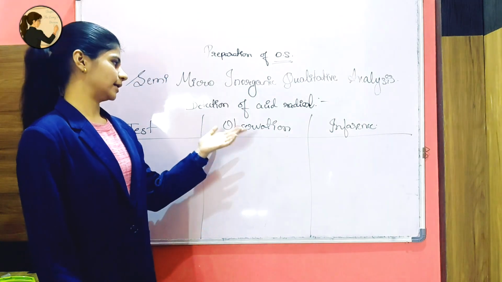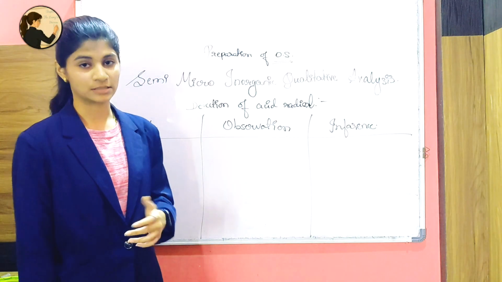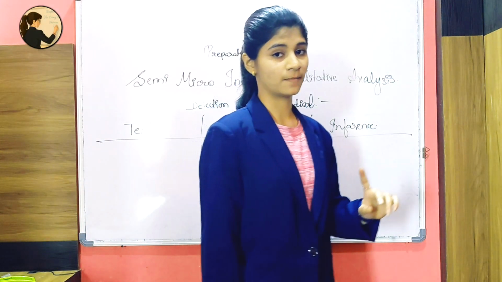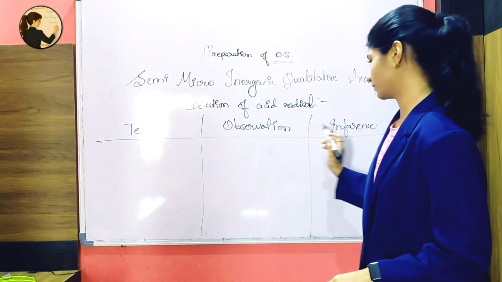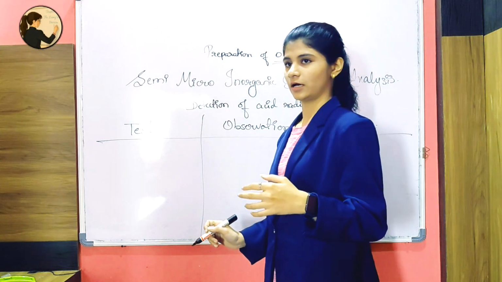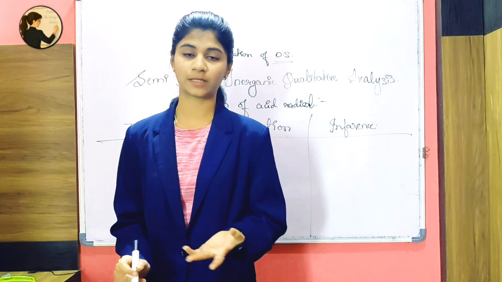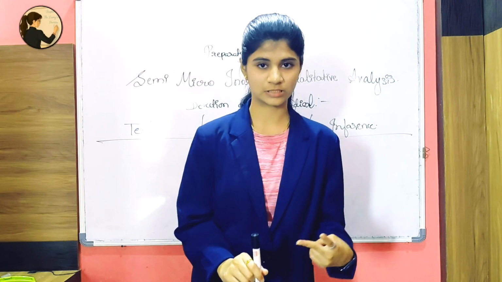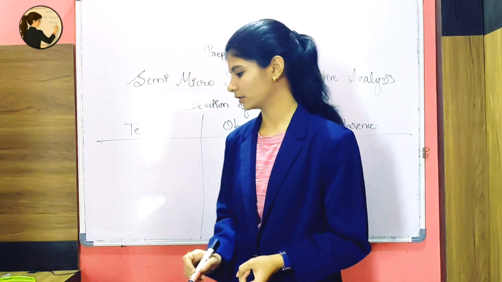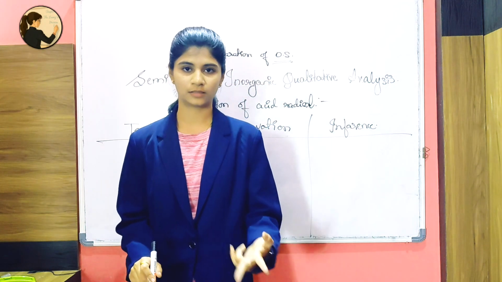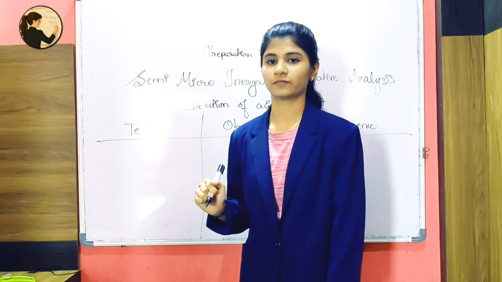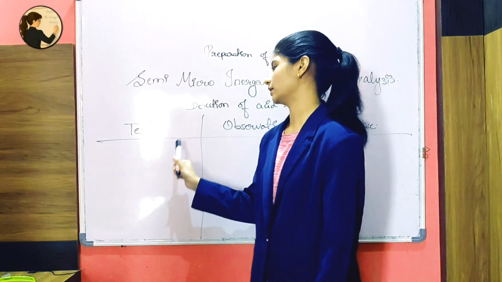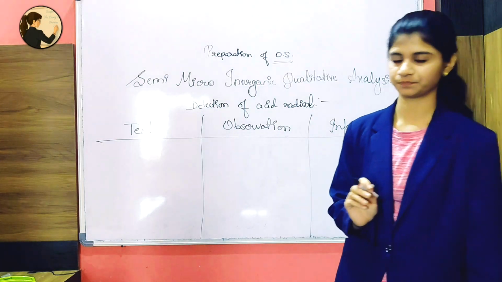So next will be detection of acid radical. The same thing is there as I told in the preliminary test: test, observation and inference. Now next, what will you do after doing the preliminary test? You will be checking the color, whether the salt is crystalline or amorphous, and the state, color and solubility test you will be doing in the preliminary test. So next comes detection of acid radical, in which the same points are there: test, observation and inference.